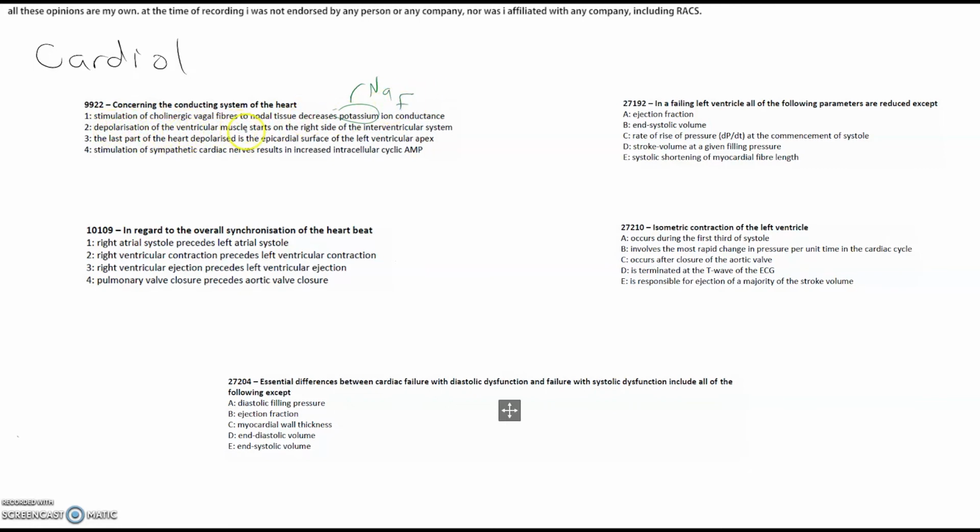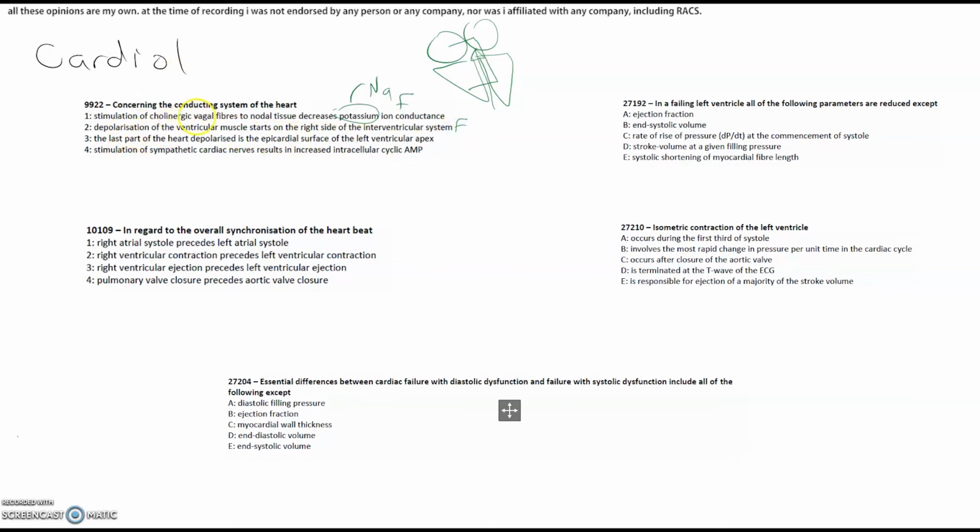Depolarization of the ventricular muscle starts on the right side of the interventricular septum. Now we've previously drawn a little diagram with our left and right ventricles and talked about how our conductance is going to go this way and our contraction is going to go this way and our depolarization is going to go this way. So we know that the depolarization is actually going to start on the left side of the interventricular septum. That makes this answer false.